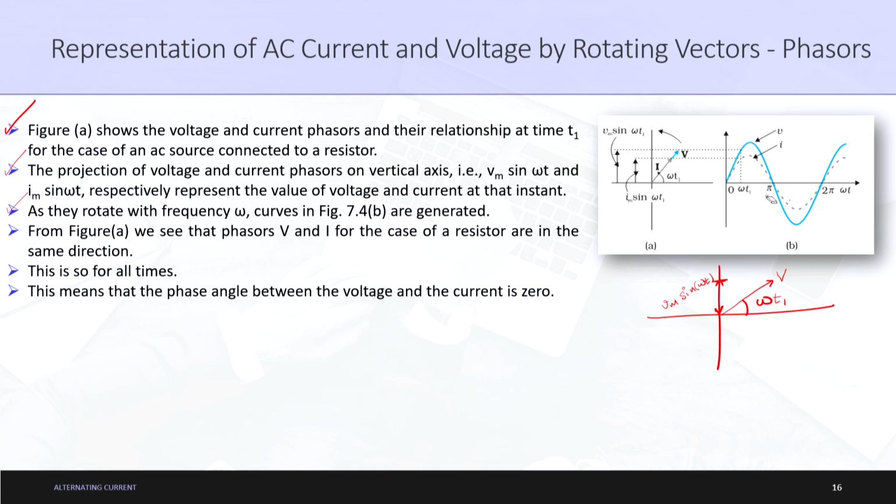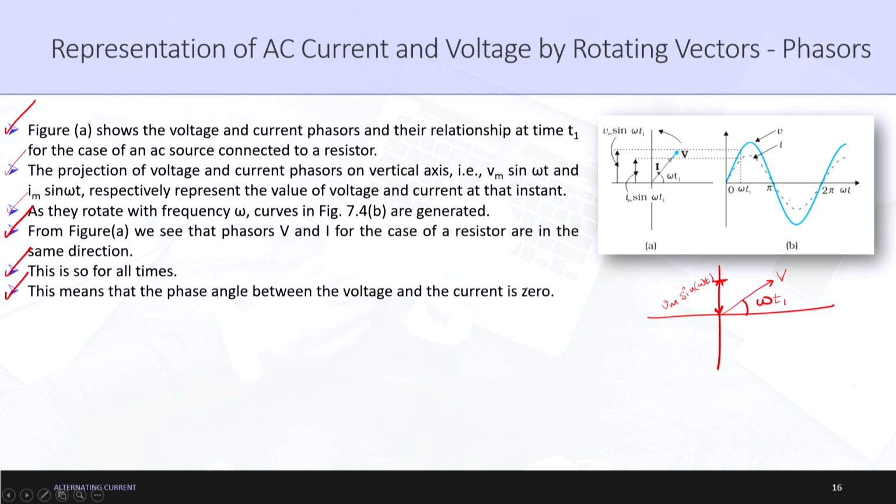Okay. So from figure A, we see that the phasors V and I for the case of a resistor are in the same direction. You can see they are in the same direction. This is so for all time. So basically at some time t2 also they may go like this and like this, at some time t3 they may go like this and like this, at t4 they may go like this and like this, but they will always be in the same direction. This means that the phase angle between the voltage and the current is 0.